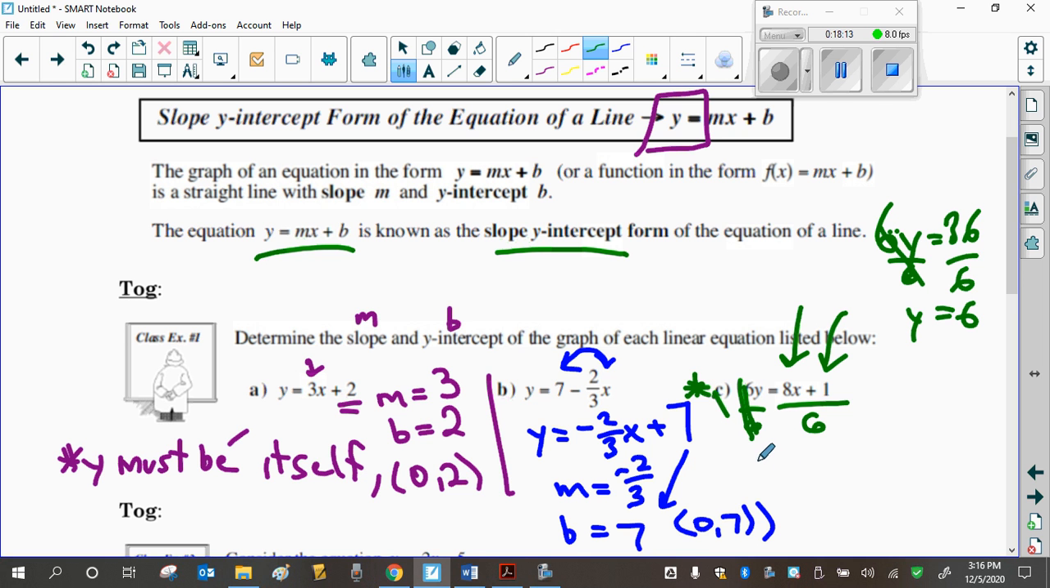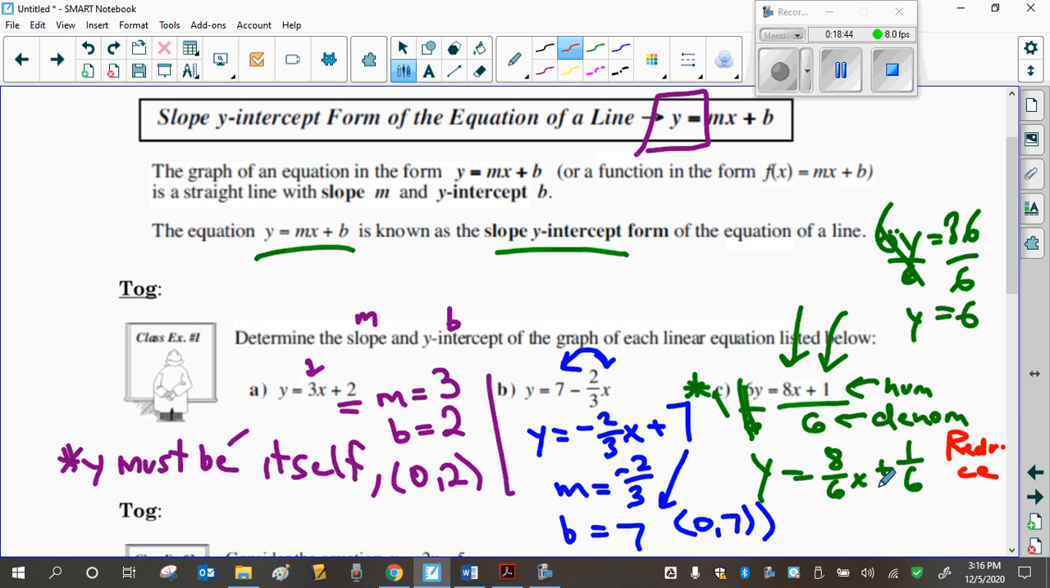So you're left with y equals 8 over 6 x plus 1 over 6. Okay, this is now the denominator. These are the numerators. Now, that's almost good, but now we have to reduce. So write down reduce if you can. I think I'm going to run out of room. So you have to divide these by 2. Divide by 2, divide by 2, and you get 4/3 x.